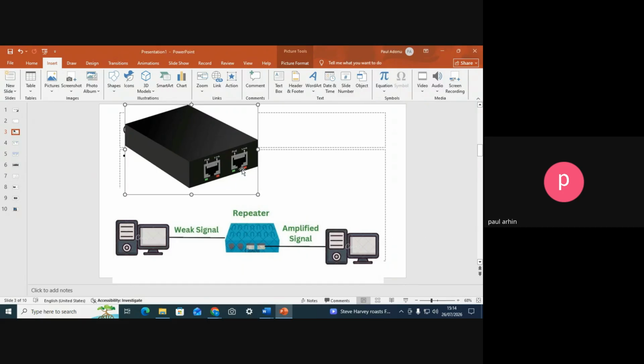Here's a repeater having two ports. Now, one port is receiving the signal that is coming in, say from this one, the weak signal. And this one is the one that is going to amplify the signal onward. So it takes you, the network administrator, to know where to position this device. You should know that at a point in time, signals begin to go weak.